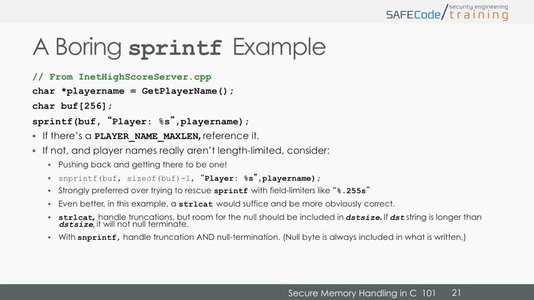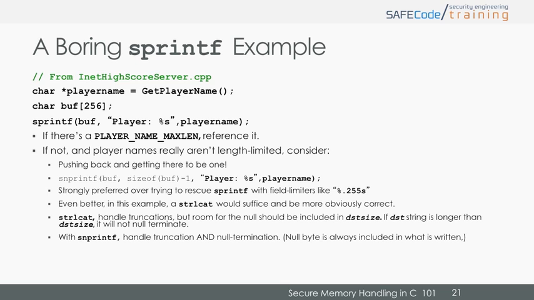Now, this is strongly preferred to assertions that sprintf can be rescued with things like field limiters, where you use %.255s. The reason we don't like field limiters with %.255s is that it's very difficult in a code review to catch these mistakes, because %.255s means something very different from %255s. You notice that in this case, the number 255 ends up having to be hard-coded into the format string, whereas in practice these things are probably going to live in constants or variables where you're not going to be able to put them into the format string as a field limiter.